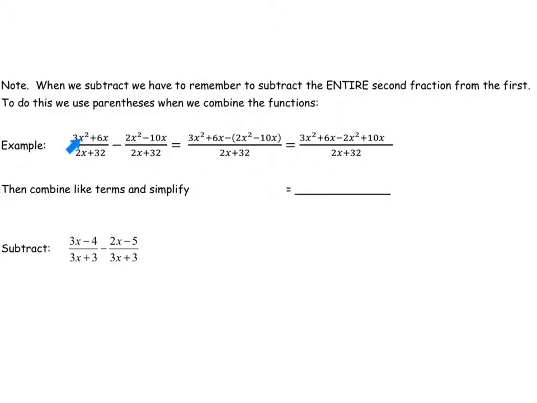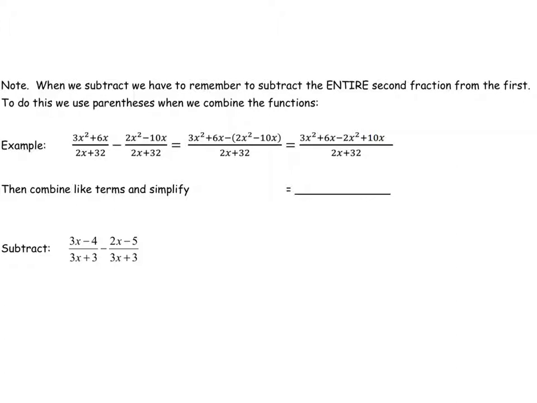But the tops, the 3x squared plus 6x, we're going to carry over. And then we're going to subtract, we're putting this in parentheses. So the 2x squared minus 10x needs to be in parentheses. And the reason for that is that we have to distribute the negative to the 2x squared to get minus 2x squared. And negative times negative 10x is going to give me a positive 10x. So we have to watch out for that detail before we combine the tops.